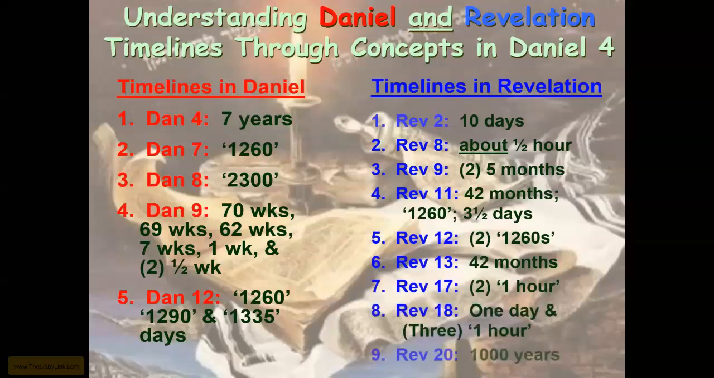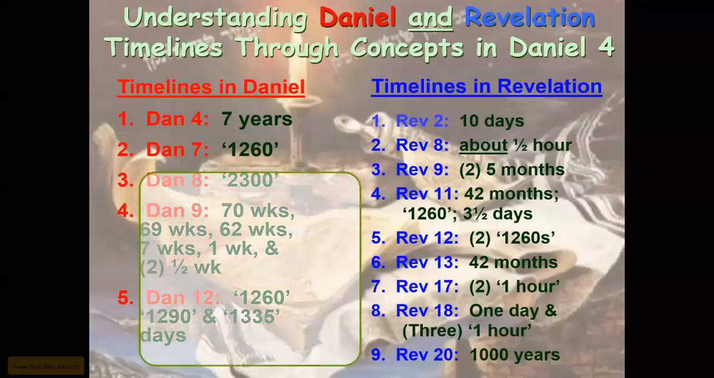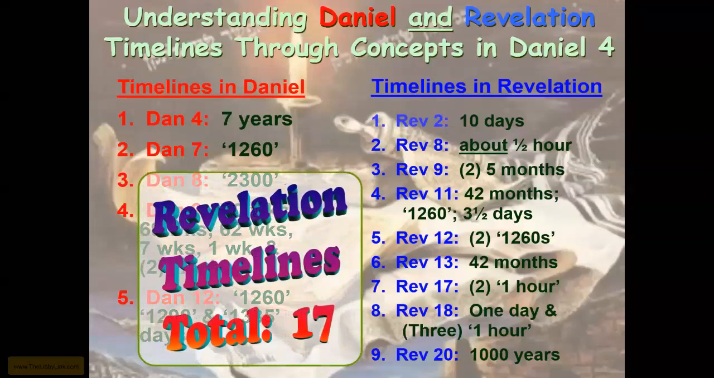Then in Revelation 17, we find 2 one-hour timelines, and everyone wants to know what these mean. The chapter of Revelation 18 has 4 timelines. One timeline is described as 1 day, and there are 3 one-hour timelines as well. And Revelation 20 has the longest timeline in Revelation. It's called 1,000 years and is mentioned 6 times in that one chapter alone. Deep breath. Okay. In total, Revelation alone mentions 17 timelines.